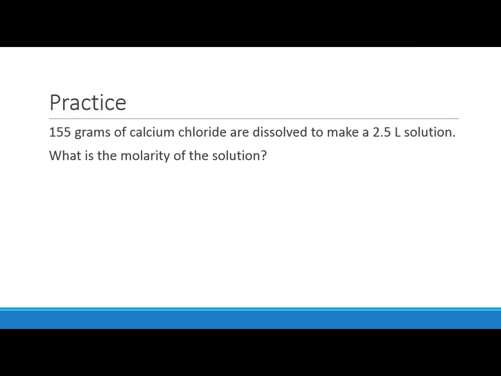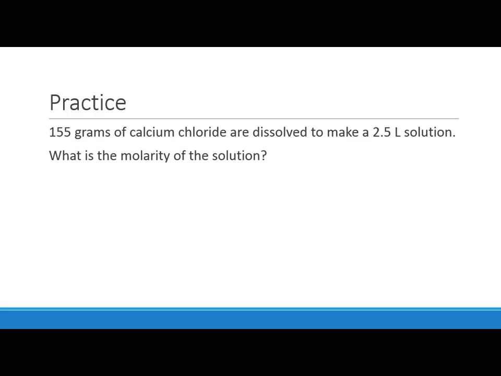Let's go ahead and try another one. In this case, I have 155 grams of calcium chloride, and that's dissolved in 2.5 liters of solution, and I want to know what's the molarity. This one's going to be a little trickier because notice on the last one, I was given moles, right? So I could simply plug that in. This one I'm not given moles. In fact, this one I am actually given grams, right?